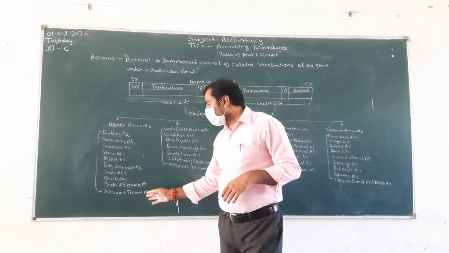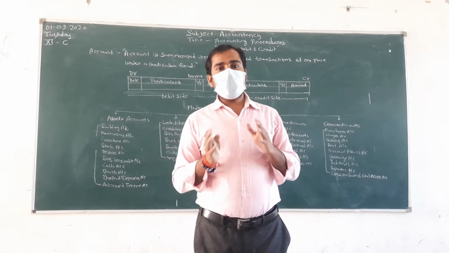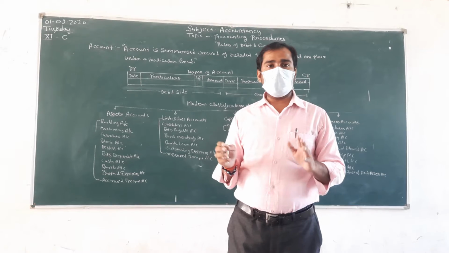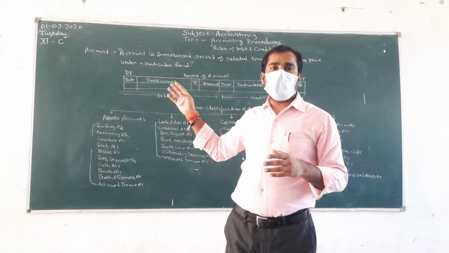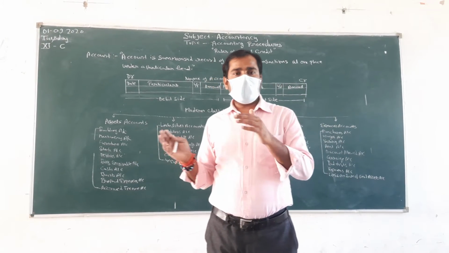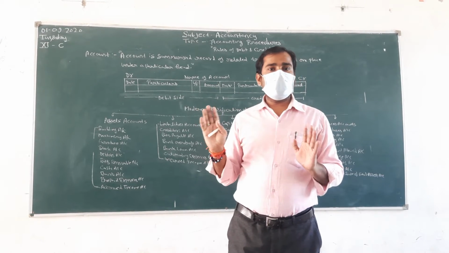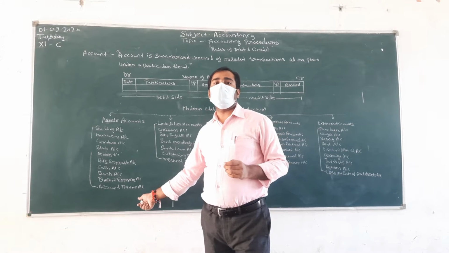And the next one is accrued income. Accrued income means income earned but not received. Suppose I earn rent or a salary of the previous month or the month before that, but it cannot be received yet. It should be mentioned in the account, but it is not received yet. This type of income is known as accrued income.